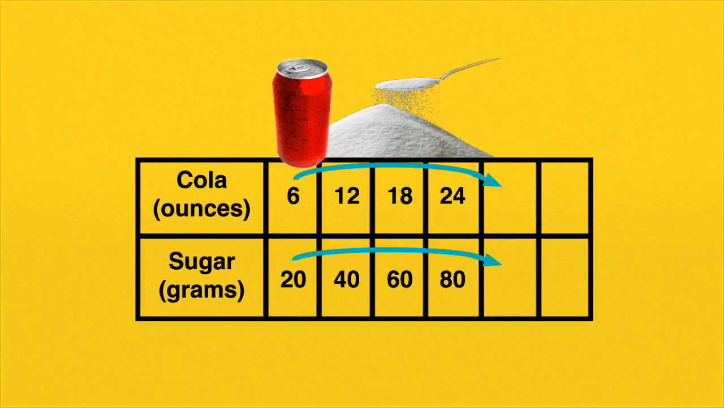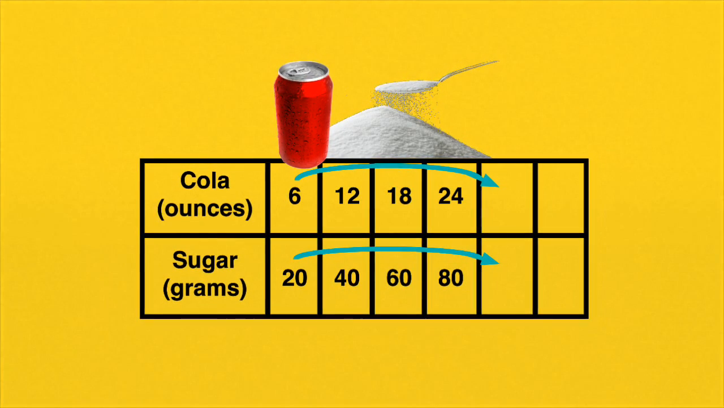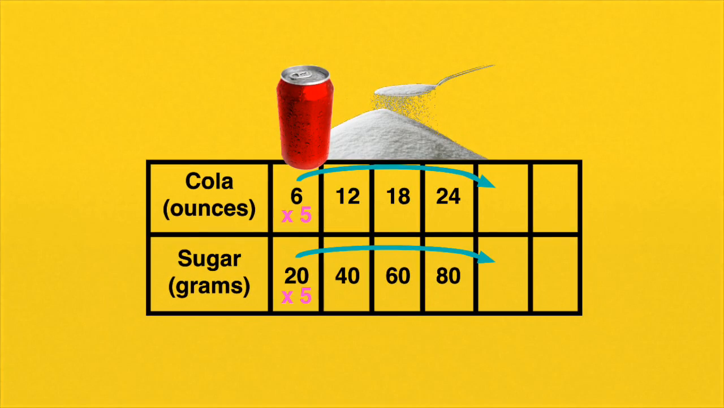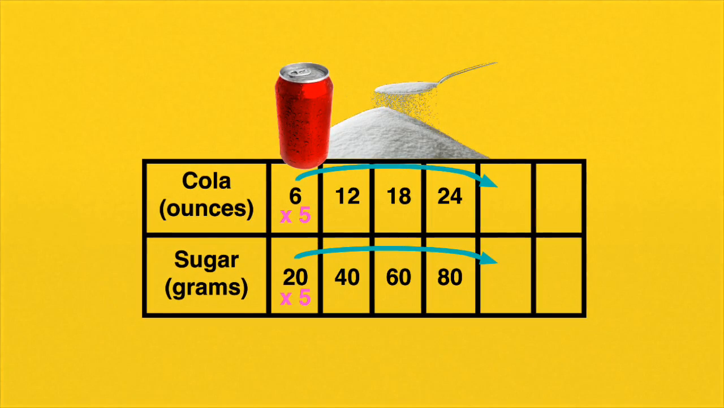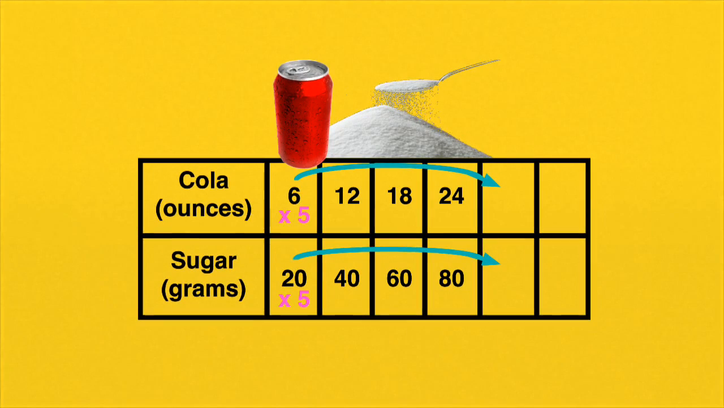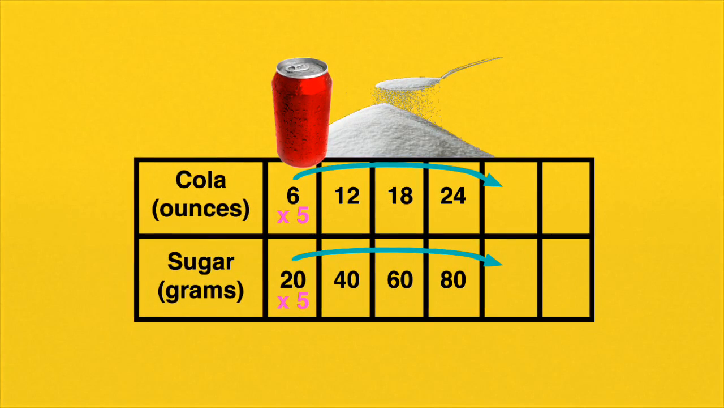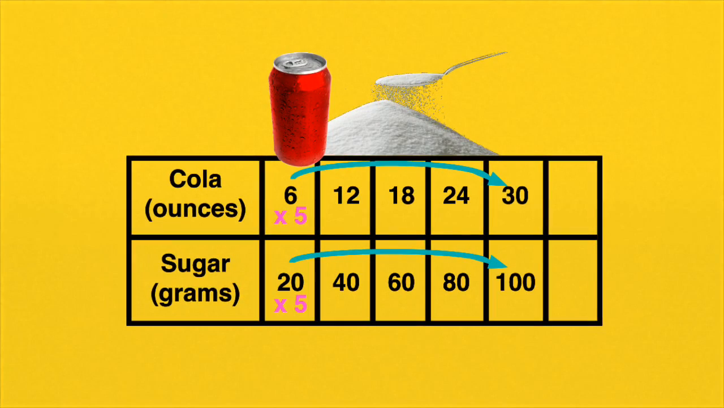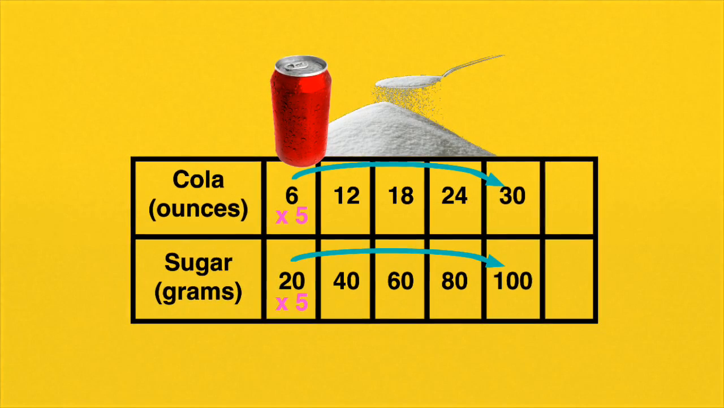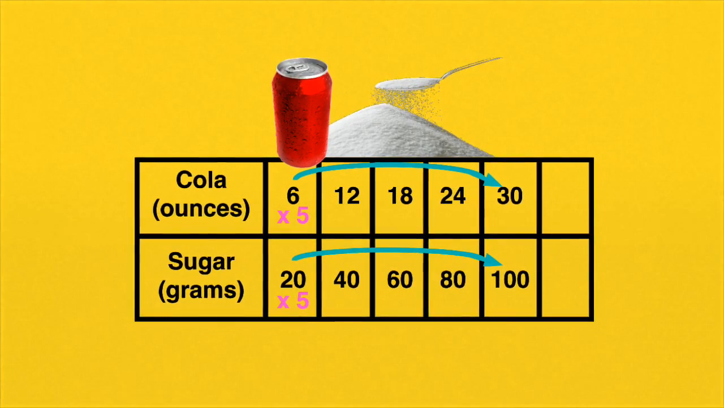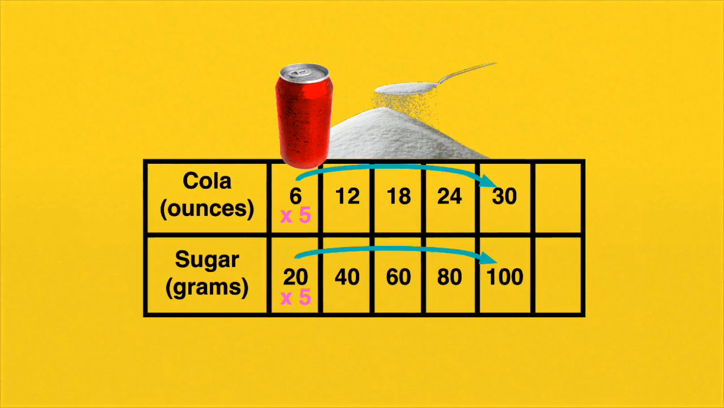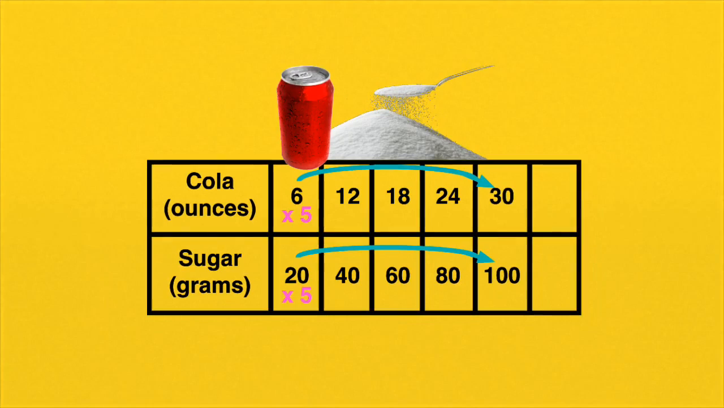So let's multiply our 6 ounces of cola and our 20 grams of sugar times 5 this time. In doing this, I know I'm going to have an equivalent set of values because this will be the same ratio. I'm just multiplying it by 5 instead of 4 or 3 or 2. So 6 times 5 is 30, and 20 times 5 is 100. And so I have a set of values that says 30 ounces of cola would have 100 grams of sugar. This still isn't reaching our 34 ounces of cola, so we need to do this one more time.